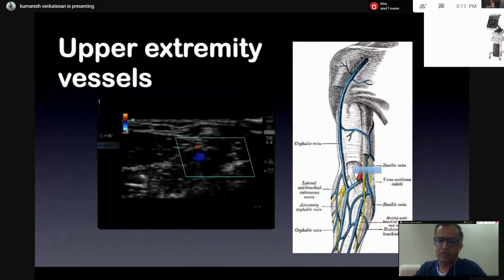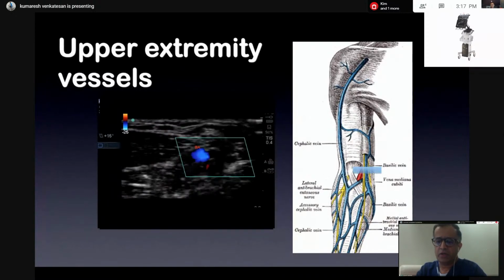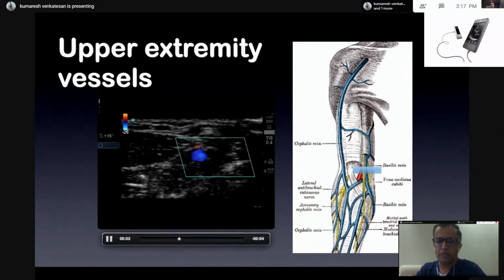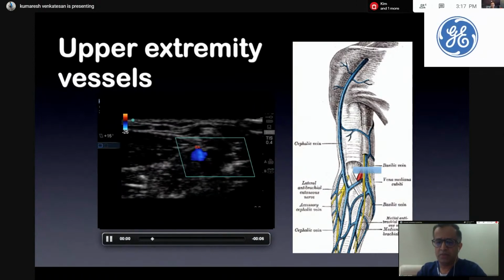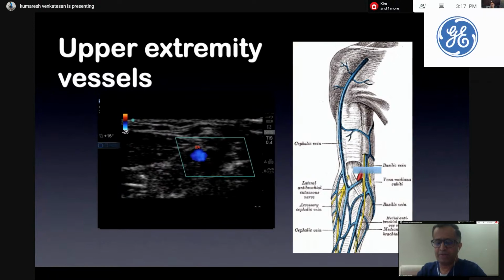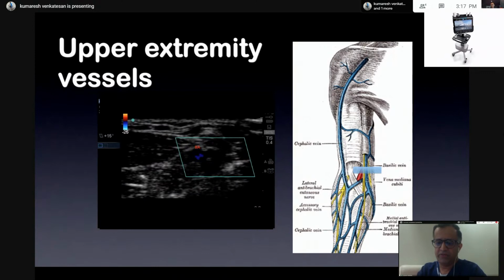The other upper extremity vessels which are of interest to us are the basilic and the cephalic vein and the brachial artery, if you are to perform arterial cannulation. Sometimes we use forearm vessels to perform cannulation in patients with difficult peripheral venous access.